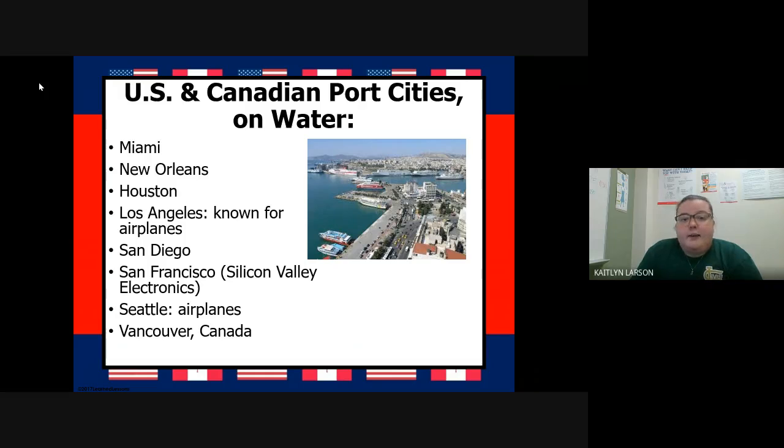Now, Los Angeles is going to become known for its airplanes, same as Seattle, and San Francisco is going to be known for its Silicon Valley, which, of course, is where all the electronics are, where Steve Jobs set up Apple, all of that good stuff. But we're also going to have a lot of major cities that are not on a sea, but are on the Great Lakes.